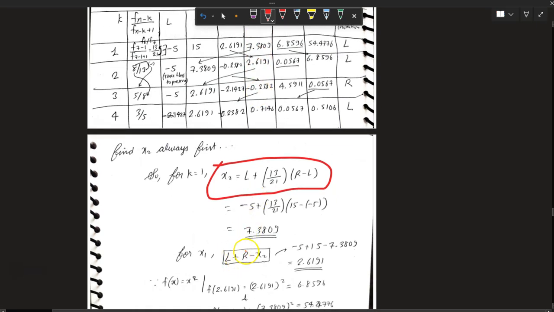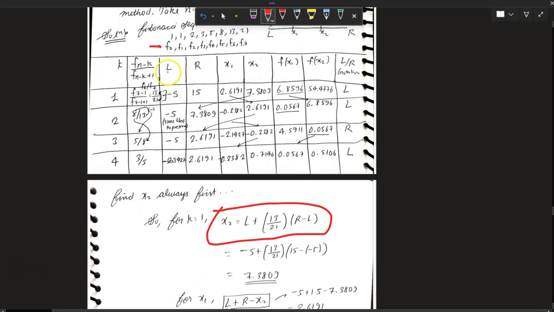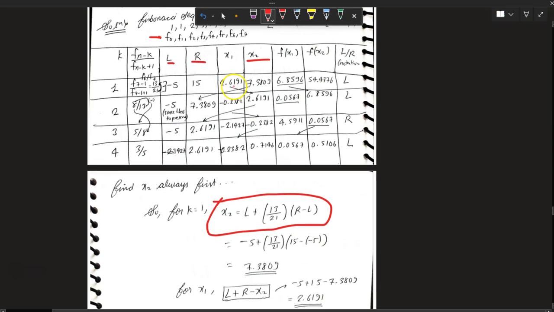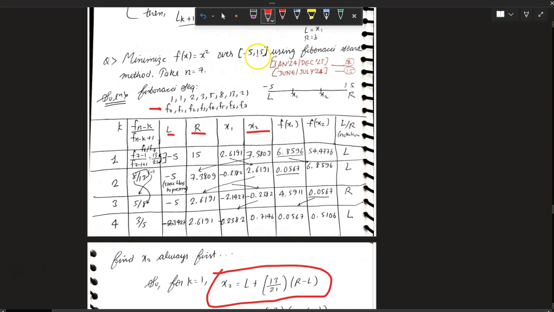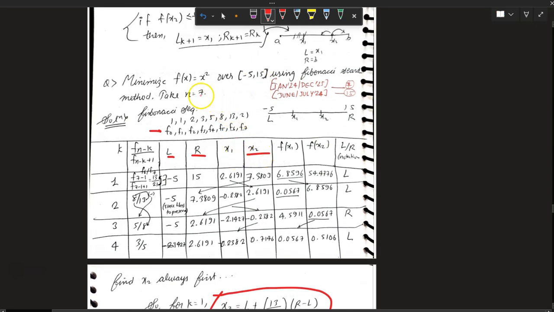x1 is equal to L plus R minus x2. See, this L plus R minus this for x1. Okay, so x1 you write here. Okay, so find the function value at x1 and the function value at x2. Keep this x1 and x2 value over this function and you will get the fx1, fx2 value.